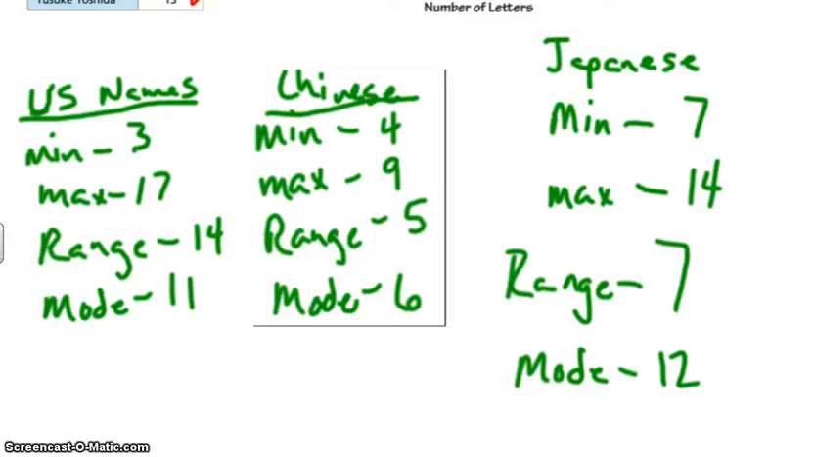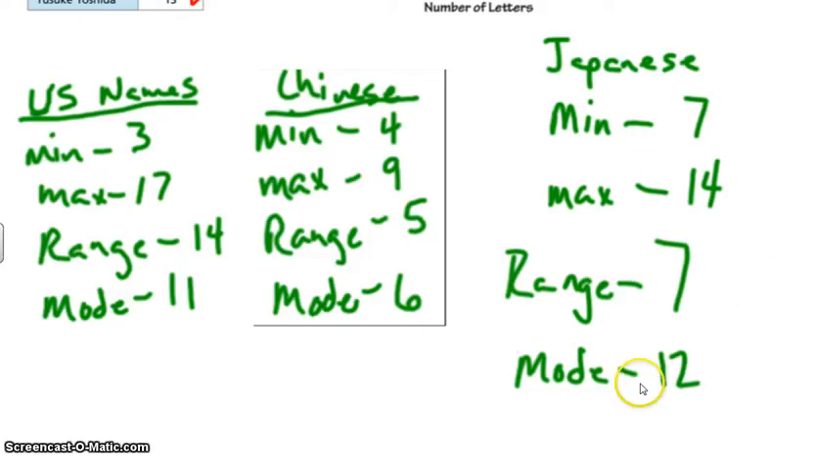They have some that have longer names than the Chinese, but their maximum number is not bigger than the United States. So the United States has the largest name and the smallest, while the Chinese have very small names, and the Japanese kind of have the medium-sized names.